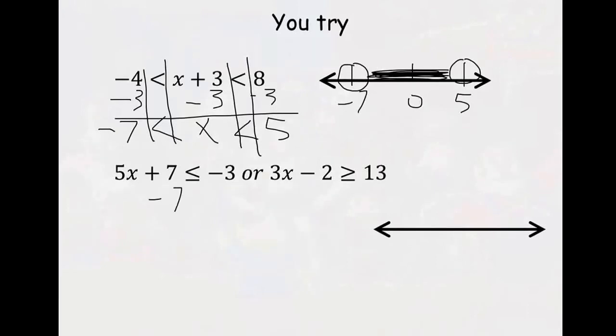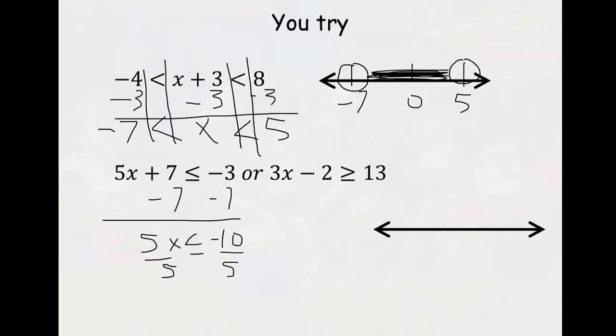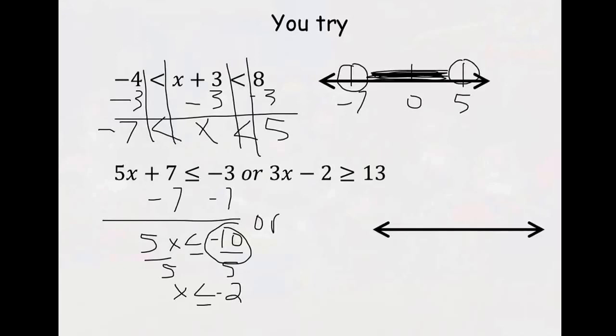For the next problem, subtract 7, get 5x is less than or equal to -10. Divide both sides by 5, and we get x is less than or equal to -2. Now the other part for the or. By the way, we are dividing by a +5, not a -5. So even though this 10 is negative, this is not the special rule because we're dividing by a positive number.